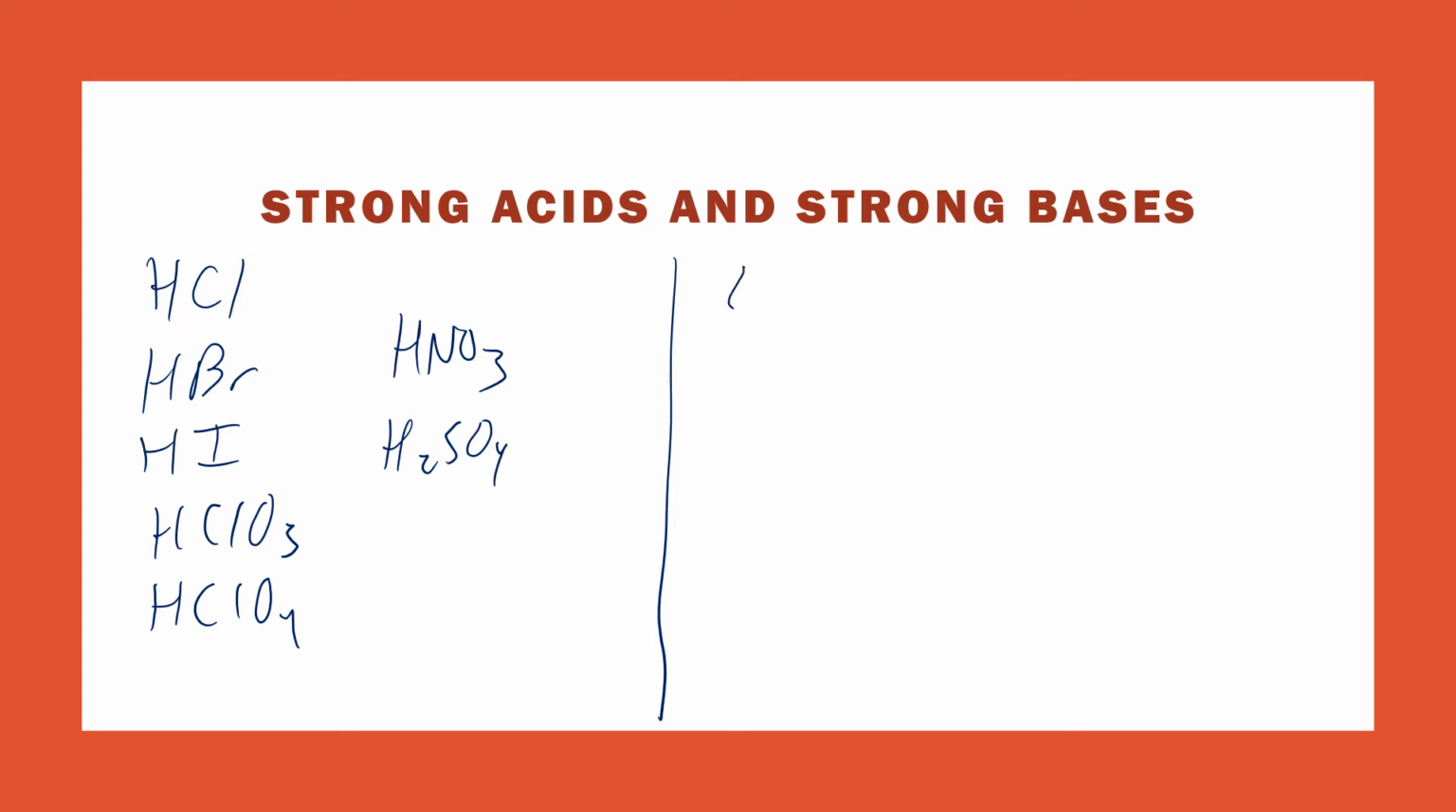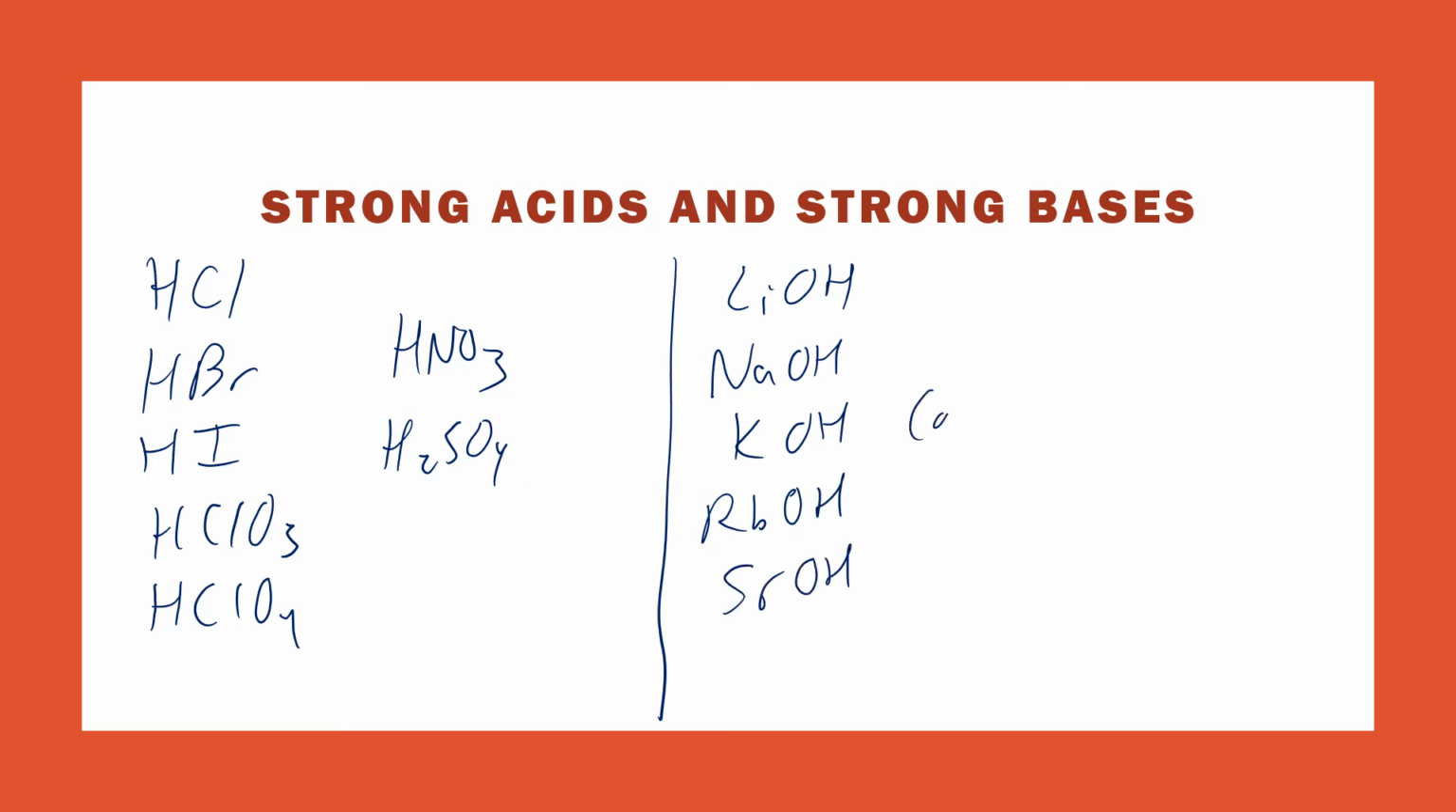The strong bases are lithium hydroxide, sodium hydroxide, potassium hydroxide, rubidium hydroxide, and strontium hydroxide, and then calcium hydroxide. Oh, I already did strontium. Cesium hydroxide, there we go. Strontium hydroxide and barium hydroxide. I knew I got one out of order there. And again, these are all of the strong ones. So if you were writing a net ionic equation, you would split them up into their ions.